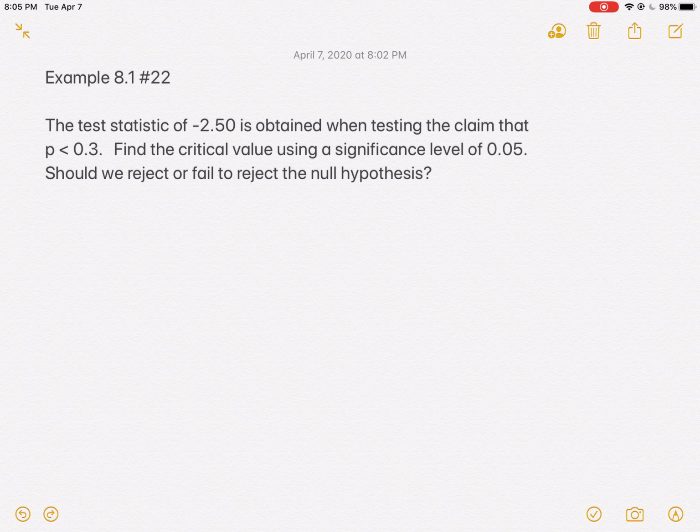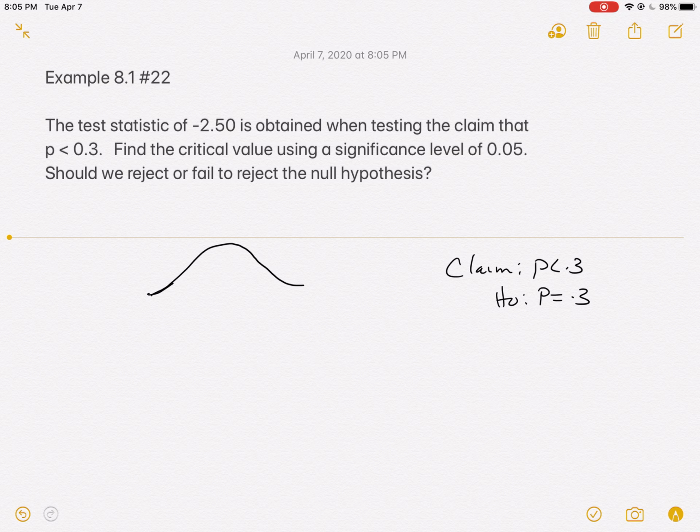And so what's interesting is the test statistic and the critical value can really be done independently of one another. So let's go find that critical value. So what are we going to need to know? Well, what we need to know is what the claim is and also what the significance level is. So the claim is that p is less than 0.3. As you know, our null hypothesis is p is equal to 0.3. We'd love to be able to reject that. And our alternate is the same as the claim.